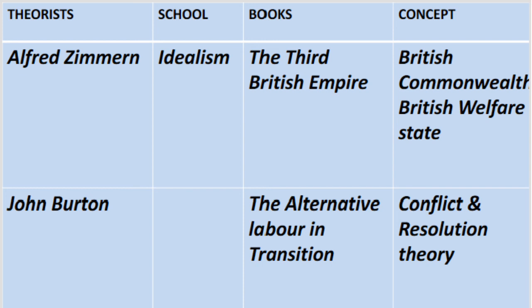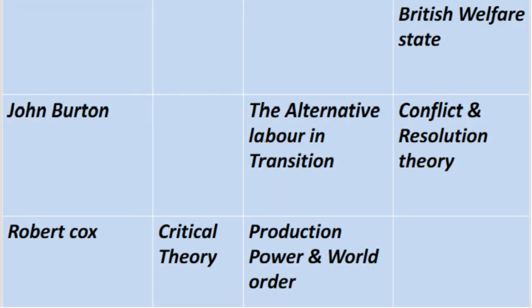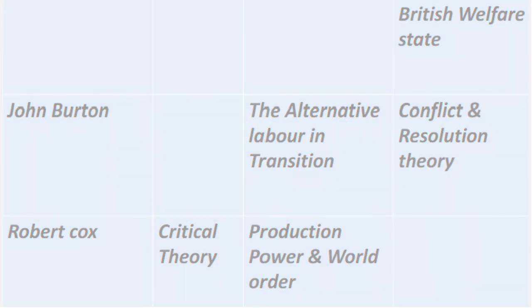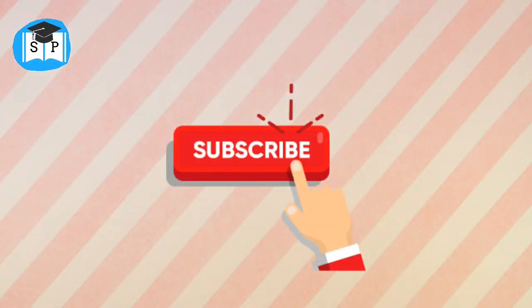The last one is Robert Cox, an important philosopher in critical theory, and his important book is Production, Power and World Order. With this, we are coming to the end of this video.